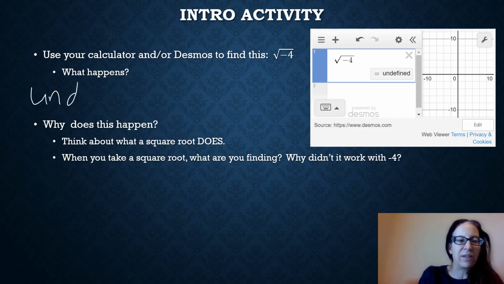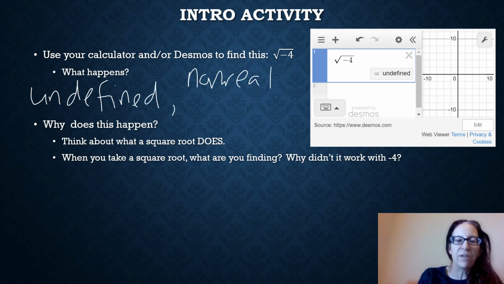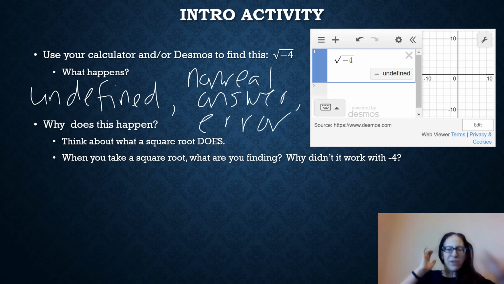And so you might have several different answers for that. You might have a calculator that tells you it is undefined. Some calculators will say non-real answer. A lot of calculators will just simply say error. Okay. So it won't tell you what the problem is. It'll just tell you, hey, error. So the question that's important there is, why does this happen? And I want you to take a moment and think about what a square root does. When you take a square root, what is it that you are finding?